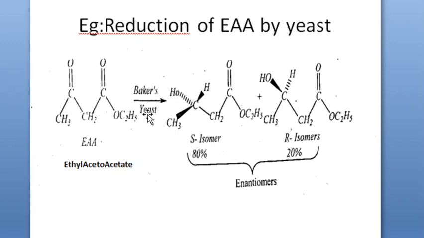So the reagent we make use of here is in the form of yeast. That yeast produces ketases and converts ketone into alcohols, and one of the isomers, that is the S isomer, is majorly produced and R is minorly produced. Therefore, this reduction is what? Enantioselective reaction.